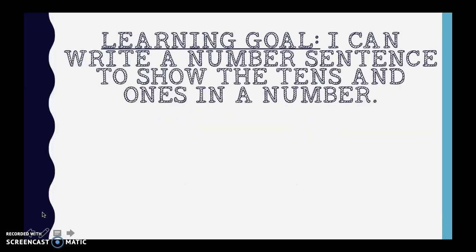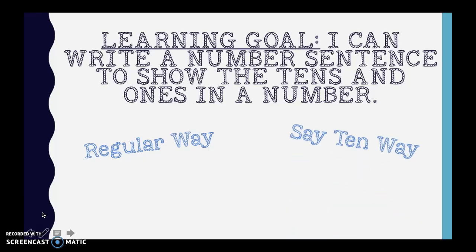Our learning goal says, I can write a number sentence to show the tens and ones in a number. We've already been doing different ways to show tens and ones. We talked about how we can say a number the regular way, and the say 10 way. We also talked about how to make a picture of a number to show the difference between tens and ones, like with our 10 towers so we can show the groups. And we talked about how we can break apart those 10 towers and just talk about them all as ones.